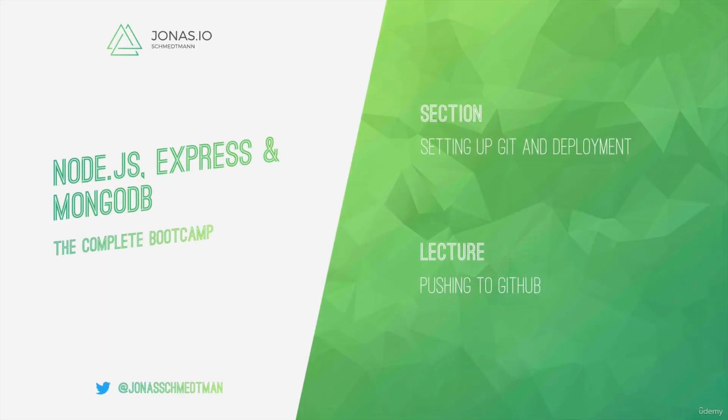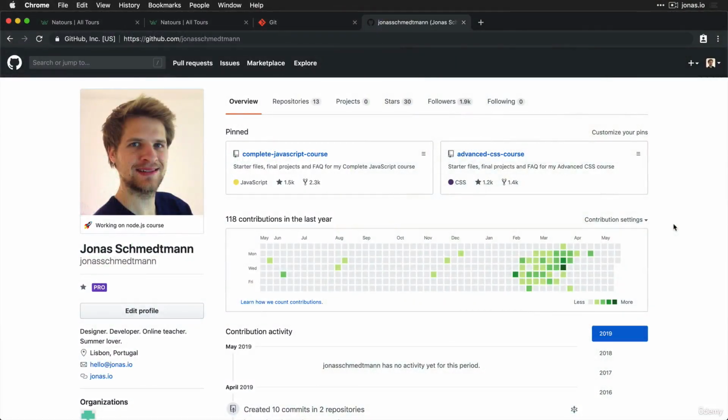In this video, we're going to put all our code onto GitHub, or as we usually say, we're pushing it to a remote branch. To get started, head over to github.com, and as soon as you're logged in, just click here on this plus button and create a new repository.